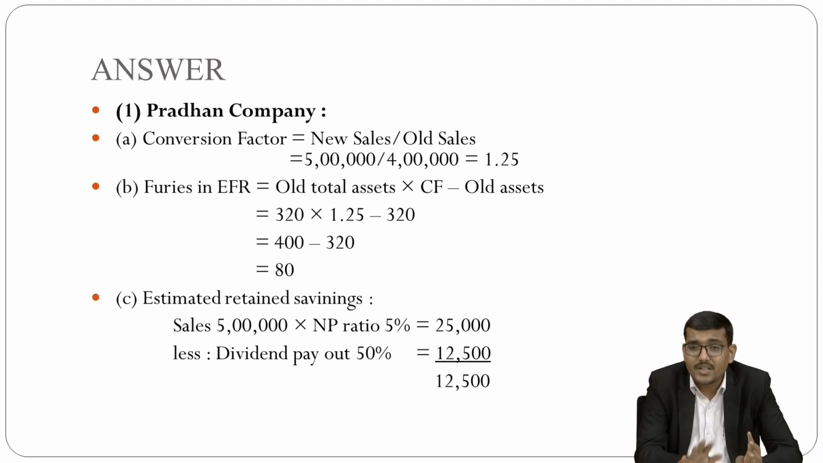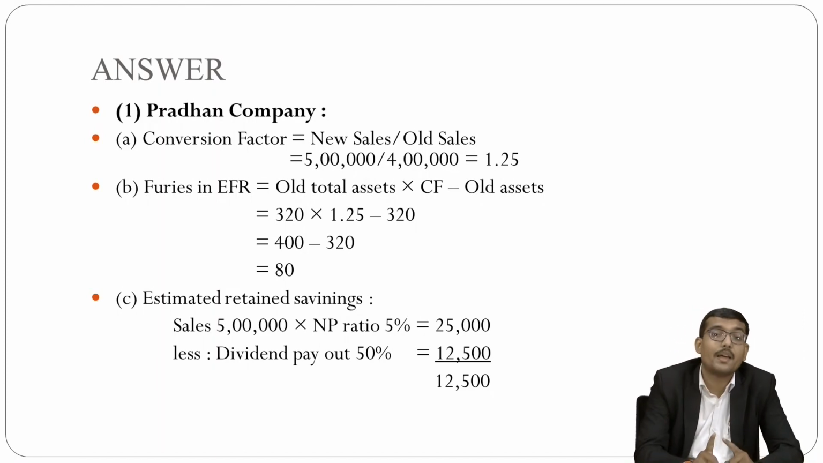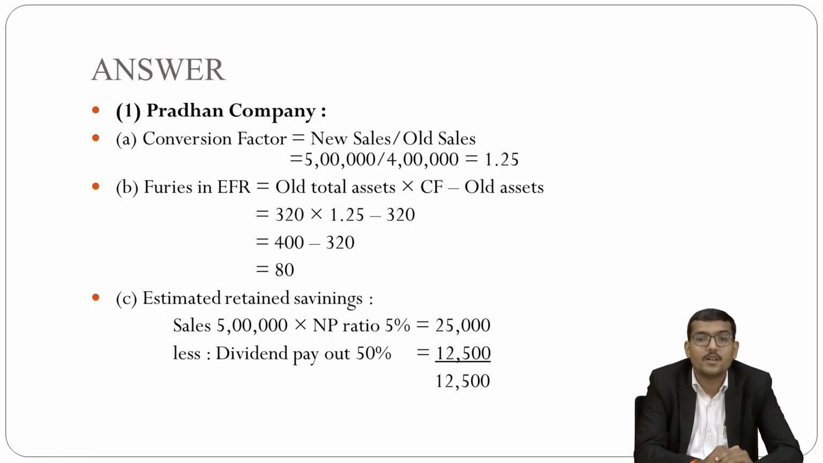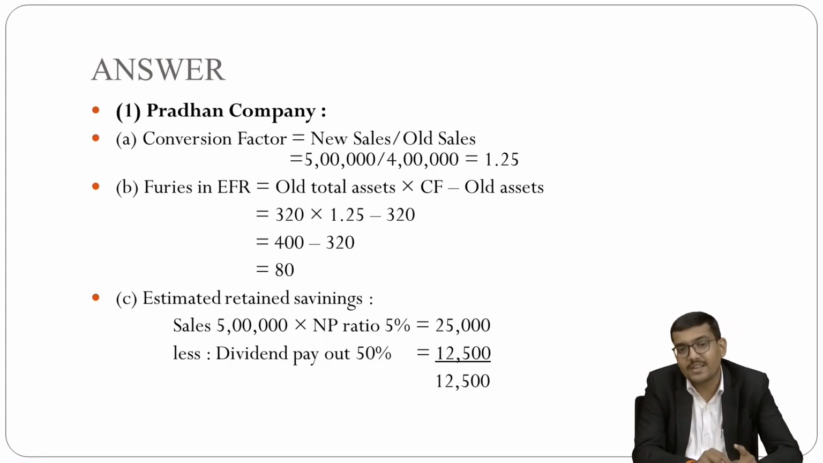Now the third step, that is estimated retained savings. That is sales, your 5 lakh, multiplied with the net profit margin ratio, that is 5%. Then you have to subtract the dividend payout ratio of 50%. So 5 lakh multiplied with 5% is 25,000, and at the dividend payout ratio of 50% on that 25,000, it is 12,500. So your estimated retained saving is 12,500.